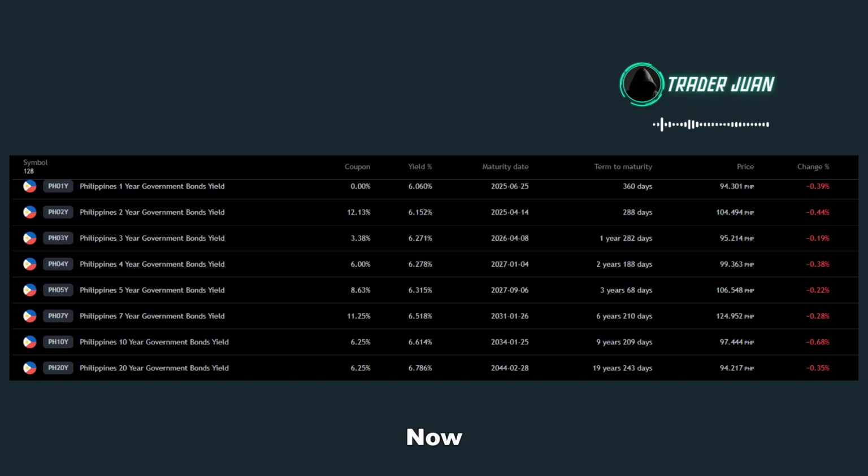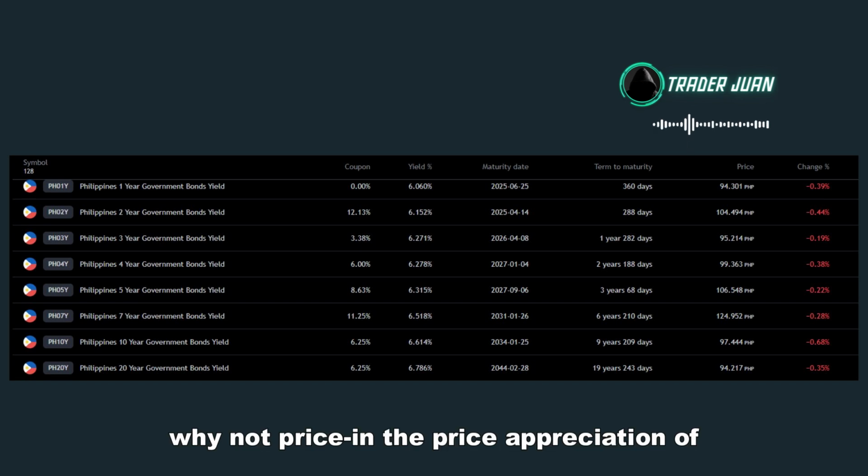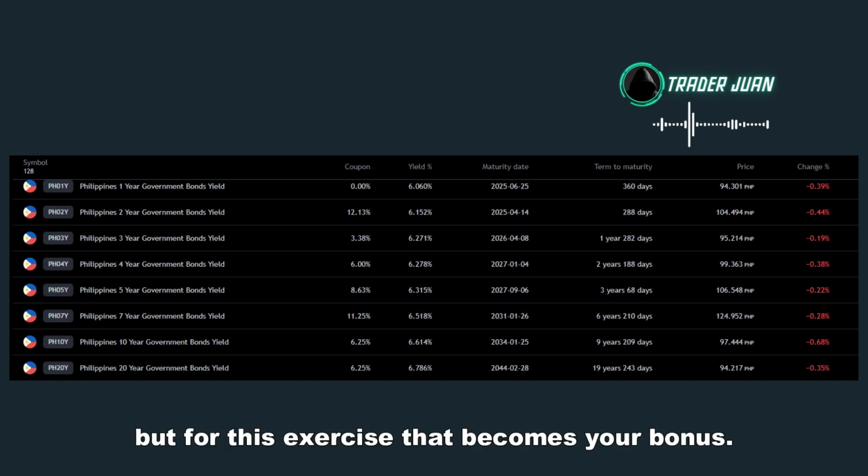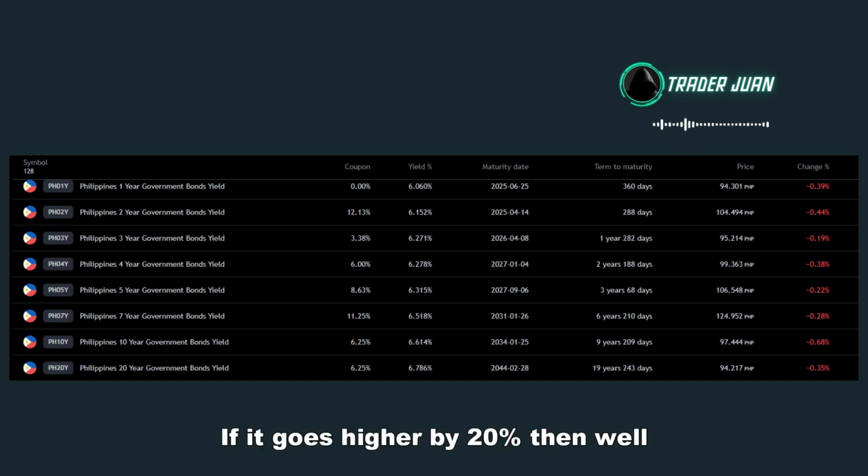Now, of course, tatanungin nyo, why not price in the price appreciation of the stock? You can also impute that. But for this exercise, that becomes your bonus. No? If it goes higher by 20%, then well and good. But if it goes down, then at least your yield is safe.